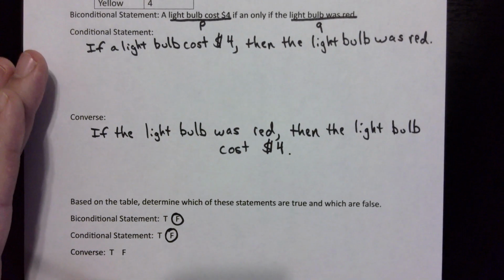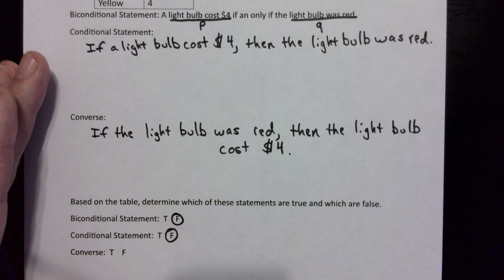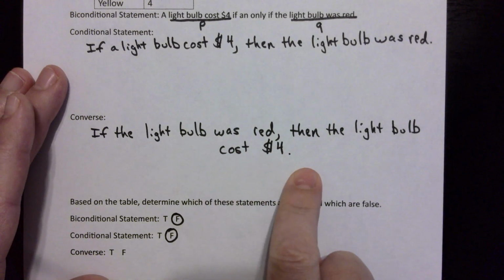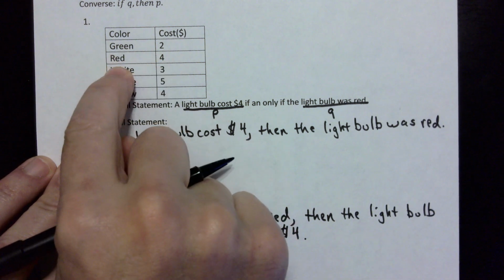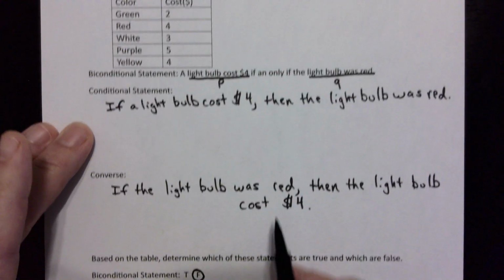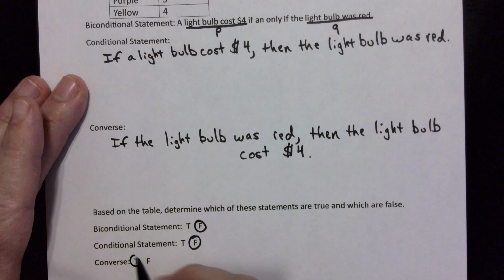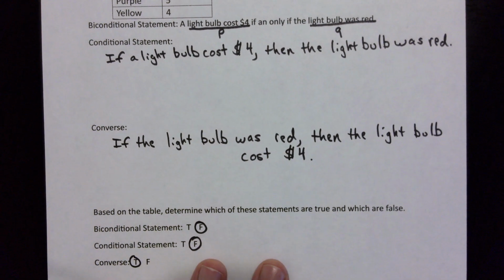Now let's look at the converse. If the light bulb was red, then the light bulb costs $4. We go to red, we look at the price, and that's true. If the light bulb was red, then it costs $4, so the converse is true. Let's take a look at another one.